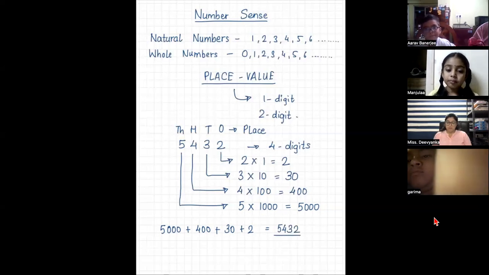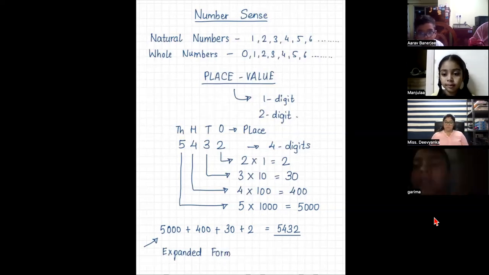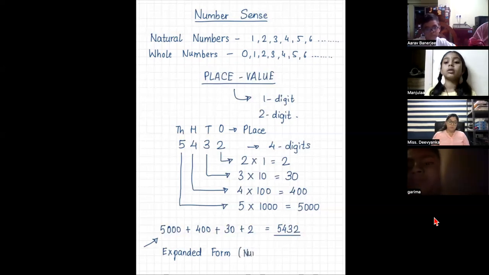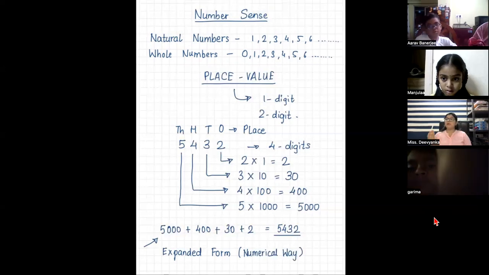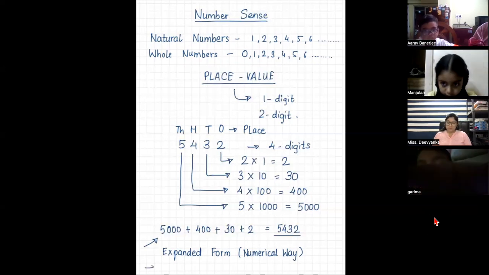This way of writing is called expanded form. Do we know this expanded form? Yes, miss. When any number comes, it is very easy to remember, like 5 or 5000. But now this expanded form is in a numerical way, that is using numbers. Can we also write the same place value in words? What would that be? It would look something like this.